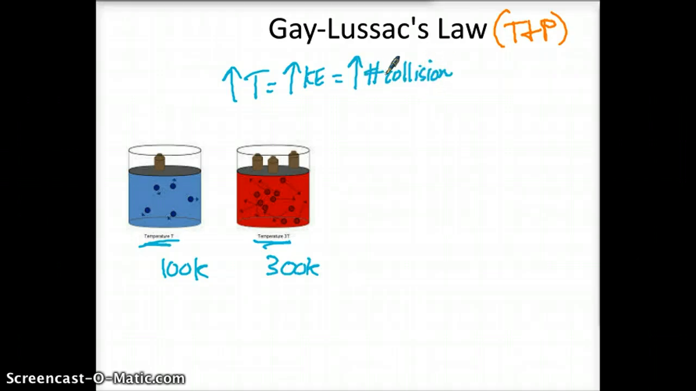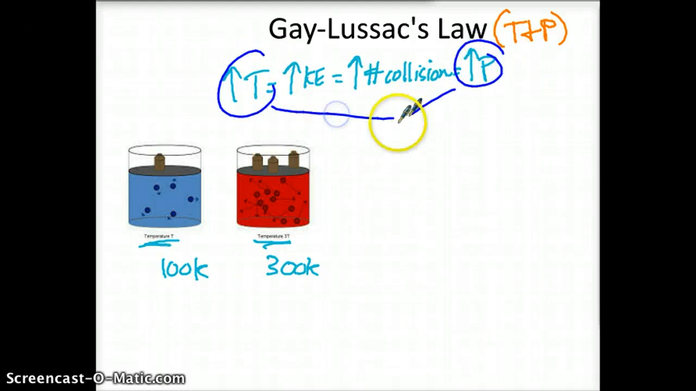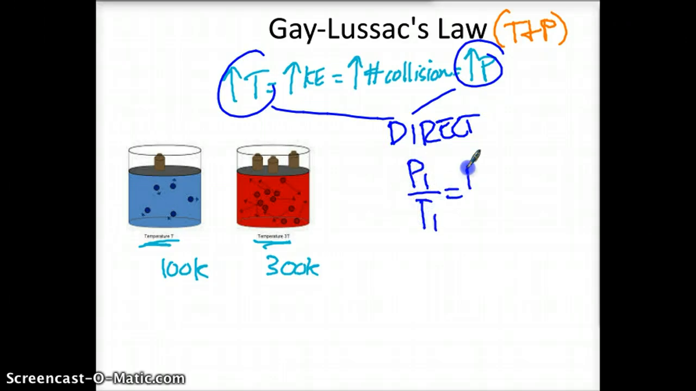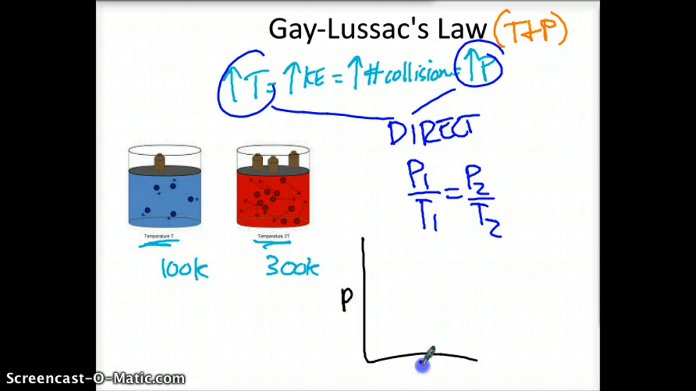And if the number of collisions increases, that means the force that's exerted by these gas molecules on a surface increases. So pressure of the gas is going to increase. If these move in the same direction, we have the pattern by now. Pressure and temperature are directly related. So again, the relationship between them quantitatively would be P1 over T1 equals P2 over T2. And graphically, we'd have a similar function with pressure and temperature showing a direct relationship.